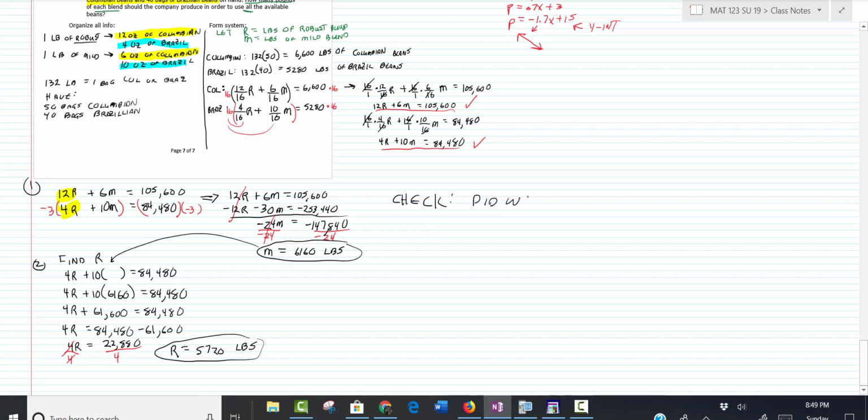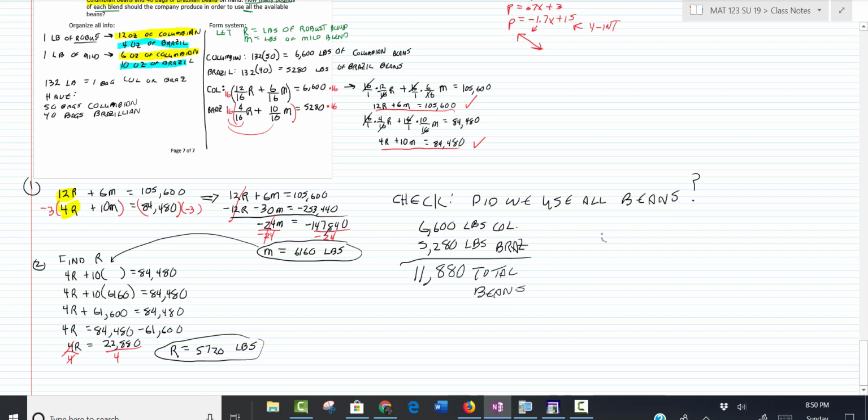The question is, did we use all of the beans? Okay, I'm going to look at it this way. If you look back here, we figured out that we had 6,600 pounds of the Colombian beans. We also had 5,280 pounds of the Brazilian beans. So in other words, how many pounds of beans do we have? If I do 6,600 plus 5,280 on a calculator, that means 11,880 total beans.